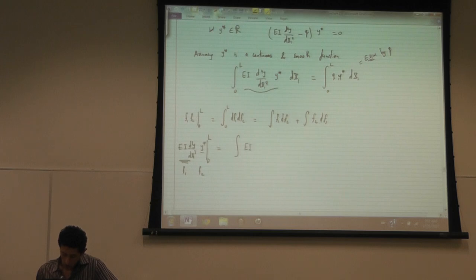So EI d3y by dx1 cubed multiplied by y star dx1, plus the integral of f2, where f2 is y star, and df1 is EI, fourth derivative of y with respect to x1, dx1.